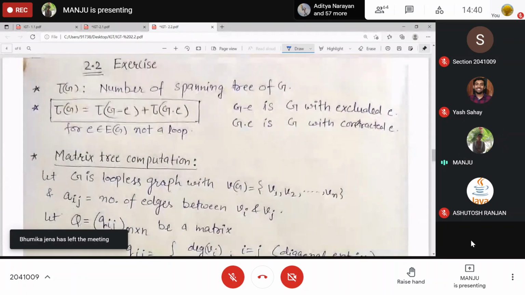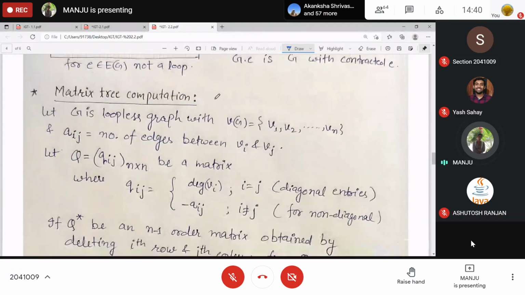One more method. One was simply drawing. Another is the matrix tree computation. In a multigraph, vertex sets are given as this one. Aij is the number of edges between Vi and Vj. Then you form a matrix Q. See, we counted the adjacency matrix, we formed the adjacency matrix.